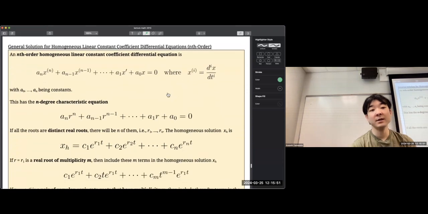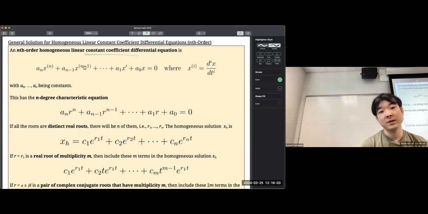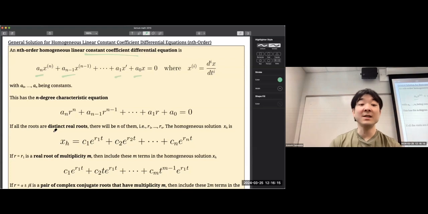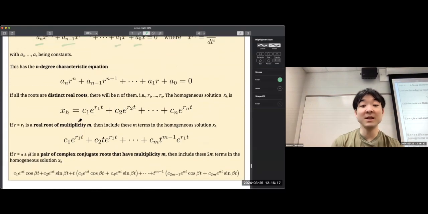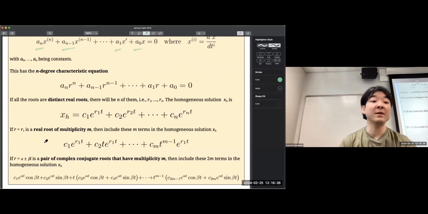So the pattern here, you could digest this, is that if you have an nth order equation, it can keep going higher than fourth order, where they're all constant coefficients. So you see these are constant coefficients. That means that these a_n's are all constants. Then it will always give you an nth degree characteristic equation. And if they're all distinct, then you just do C1 e to the r1 t, C2 e to the r2 t, all the way out. But if some have a multiplicity of 2 or 3 or 4, then that solution gets repeated that many times.